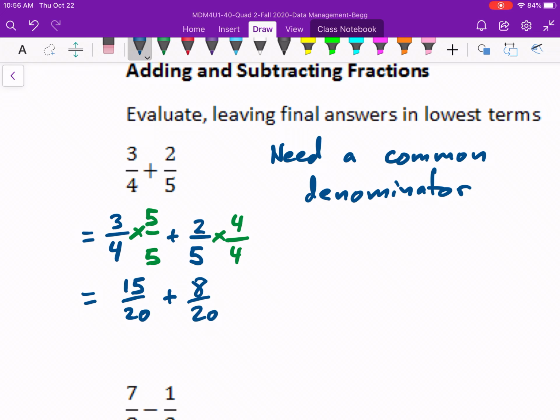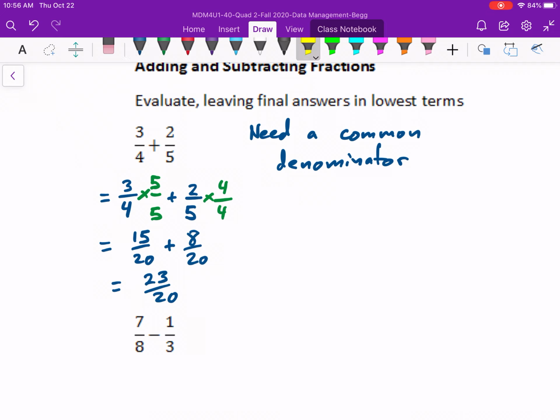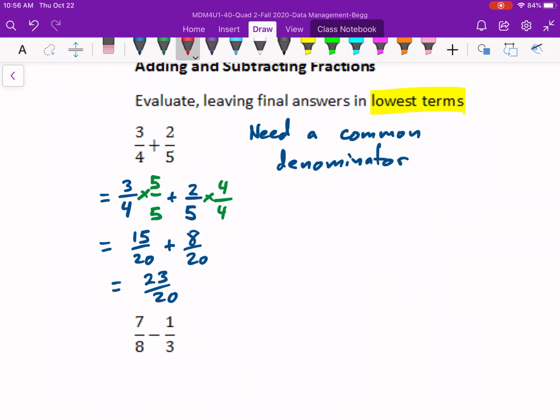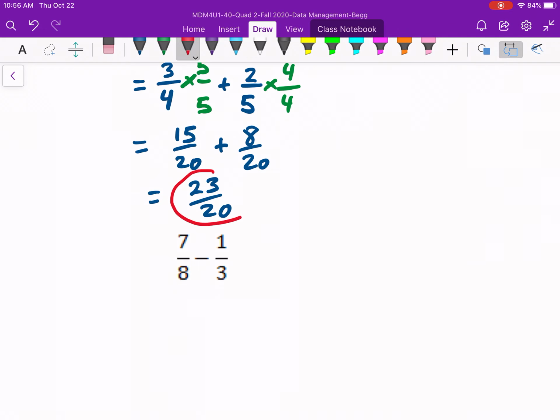Now that I have a common denominator, remember we just add the tops together, just add the numerators together, so I end up with 23 over 20. And it says to put it in lowest terms, which we should be doing always anyway, always looking for lowest terms. In this case, 23 is a prime number, so I'm not going to be able to break it down any further.